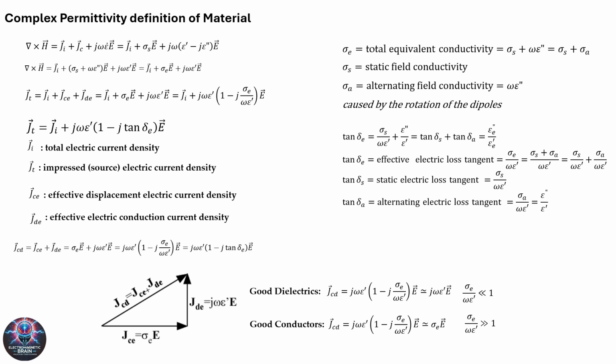The slide also features a vector diagram that visually represents the relationship between the displacement current and the conduction current. This diagram illustrates how these two components combine to form the total current density J_CD. In this representation, the displacement current is shown as perpendicular to the conduction current, reflecting that they are typically out of phase by 90 degrees. This visual aid reinforces the understanding of how different materials interact with electromagnetic waves, in conductors, where energy loss is predominant, and in dielectrics, where energy storage is the key characteristic.